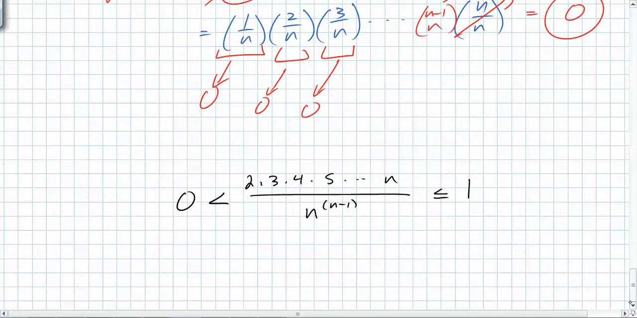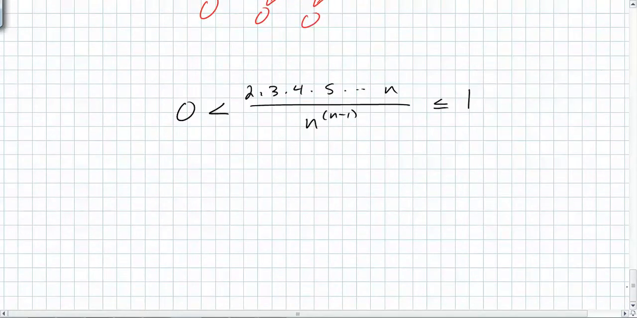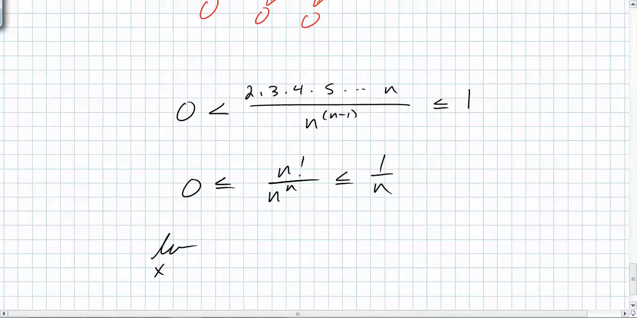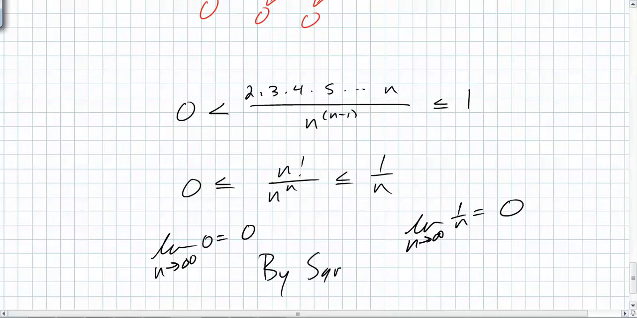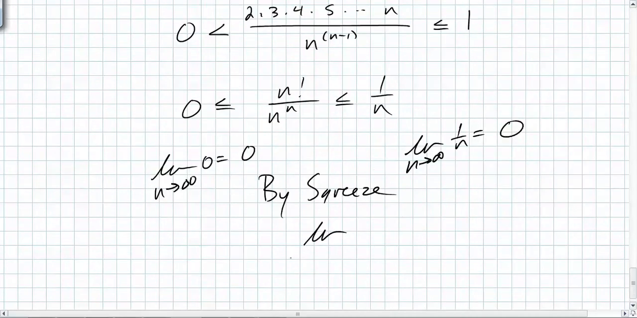Okay, so now we multiply everything by 1 over n. So we have 0 less than or equal to exactly what we wanted, which was n factorial over n to the n, is less than or equal to 1 over n. So the limit as n goes to infinity of 0 is what? 0. And what's the limit as n goes to infinity of 1 over n? 0. Therefore, by squeeze theorem, the limit as n goes to infinity of n factorial over n to the n is equal to 0.